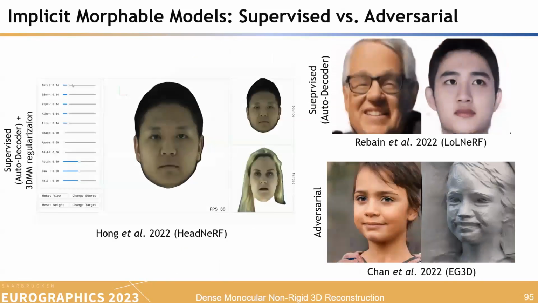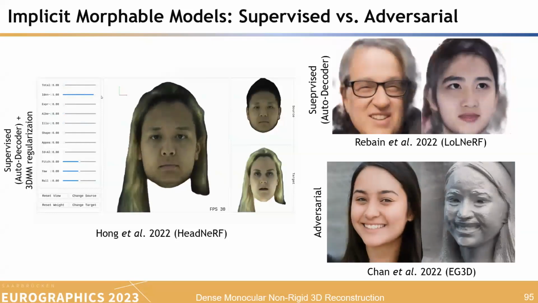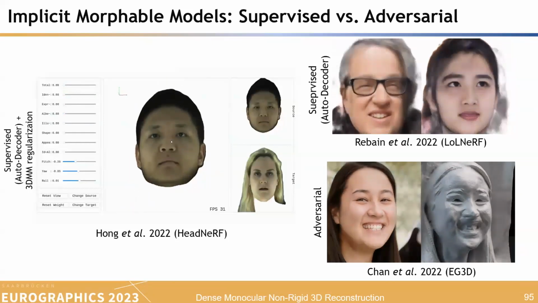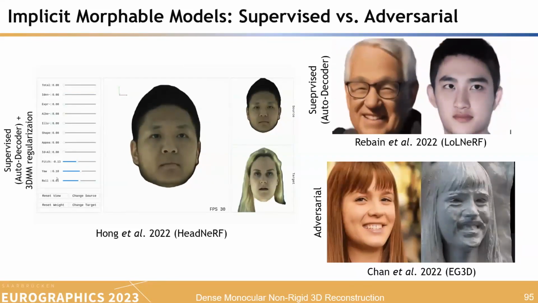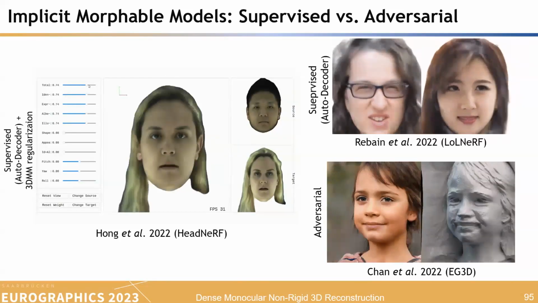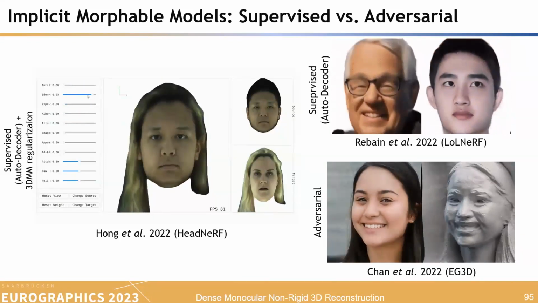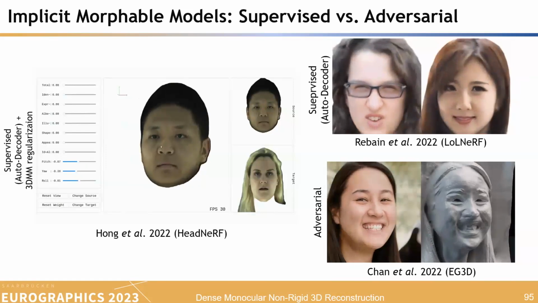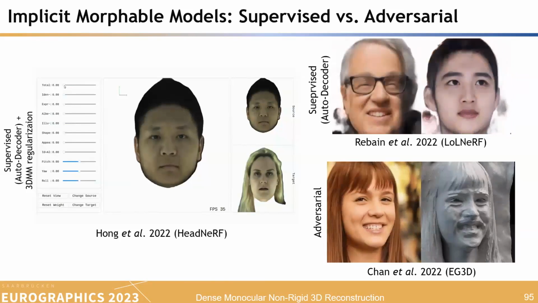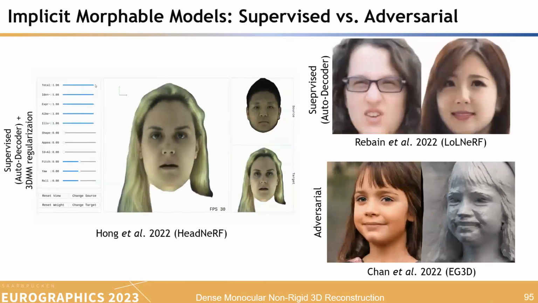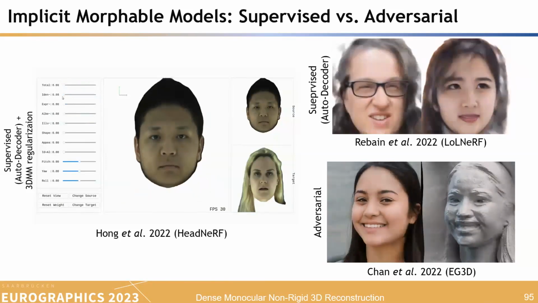In this slide, we can see the importance of the type of supervision used to learn the prior models. For example, here you can see interpolation results between samples for each of these methods. HeadNeRF and LoRF-NeRF are trained in a supervised, autodecoder manner, with one difference being that HeadNeRF's latent space was regularized with explicit 3D parameters. This allows a much smoother interpolation compared to the other. On the other hand, we have EG3D, which was trained purely in an adversarial manner, and which seems to have a much smoother space with higher quality models.